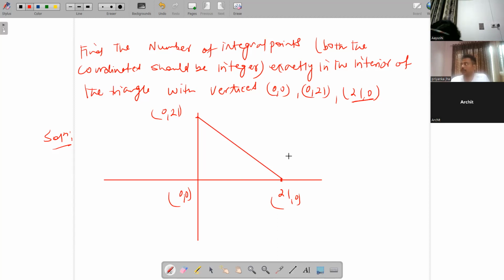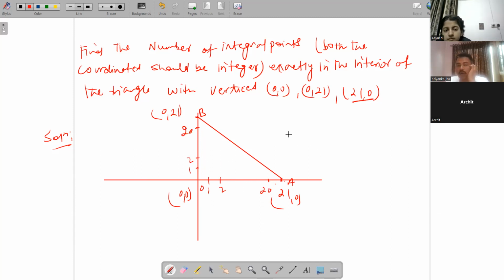Now, you have to find the points inside the triangle. You cannot consider points on this side. Suppose this is O, this is A, and this is B. You should not consider points on OA, AB, and OB, right? So how will we count? This is 1, this is 2, and like that, this is 21. Similarly, this will be 1, 2, and like this is 21. So the last point will be 20.